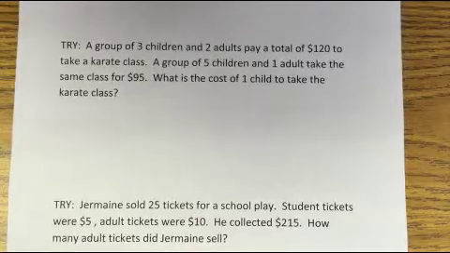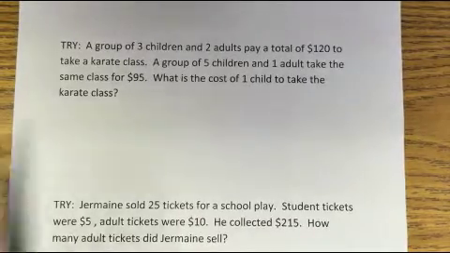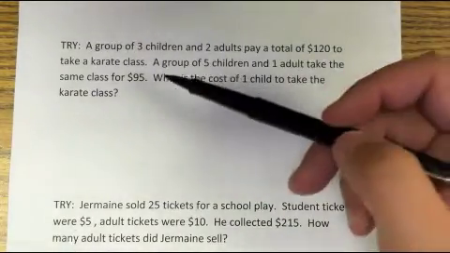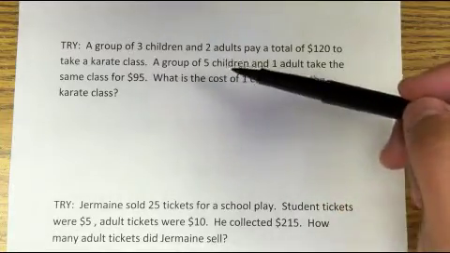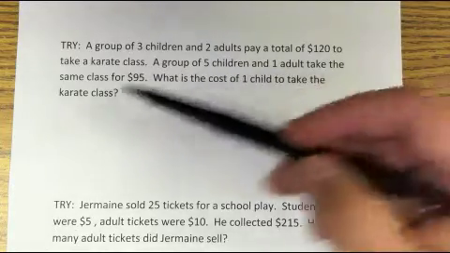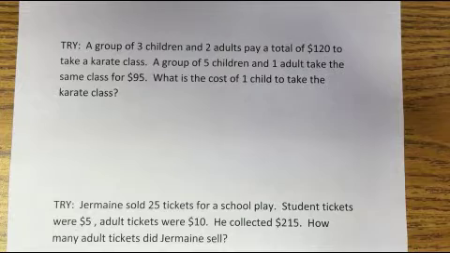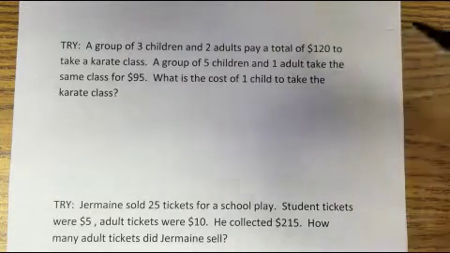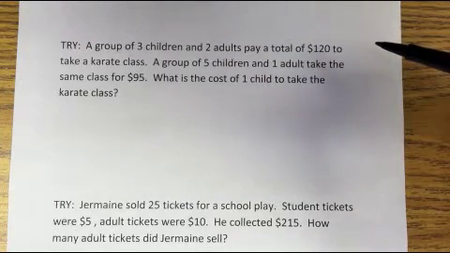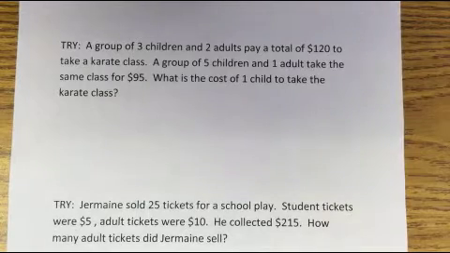A group of 3 children and 2 adults paid a total of $120 to take a karate class. A group of 5 children and 1 adult took the same class for $95. What is the cost of 1 child to take the karate class? Okay, so take a moment and see if you can set that up and solve it. All right, so here we go.